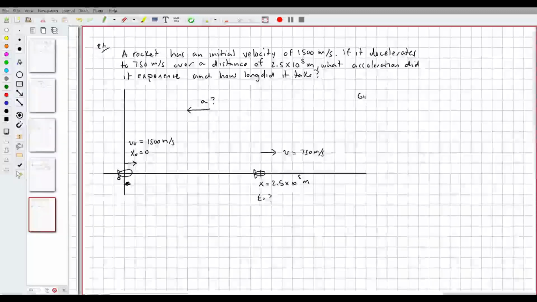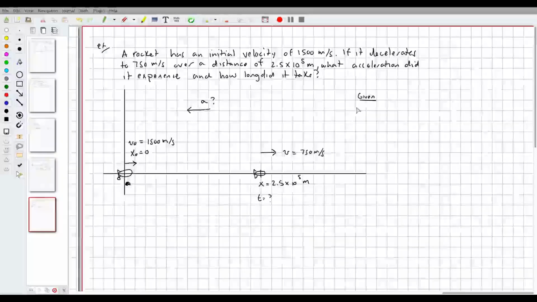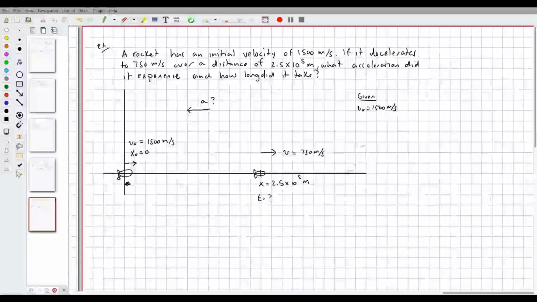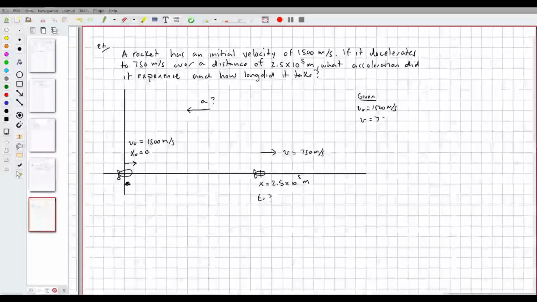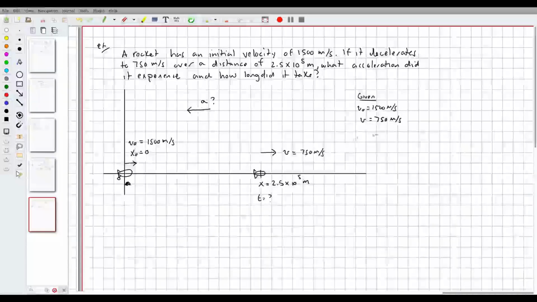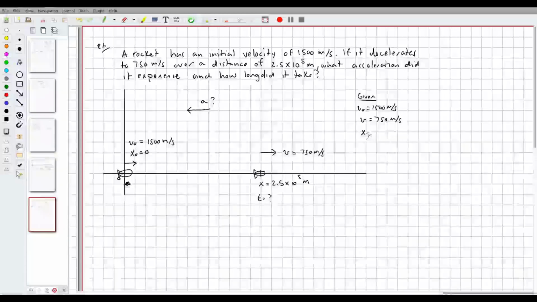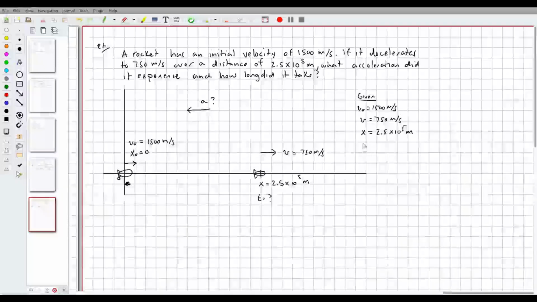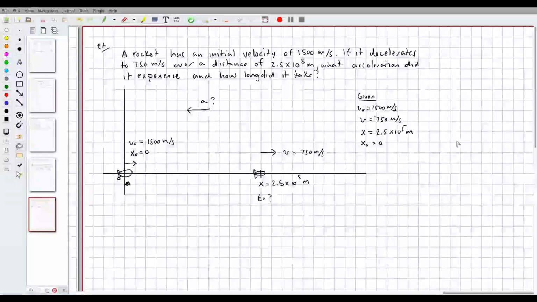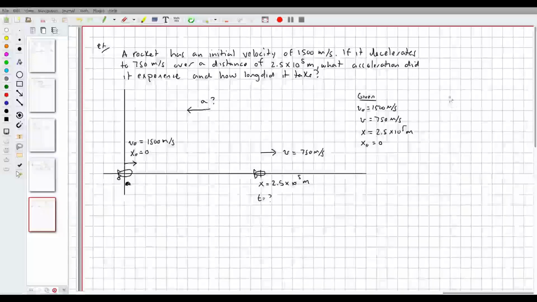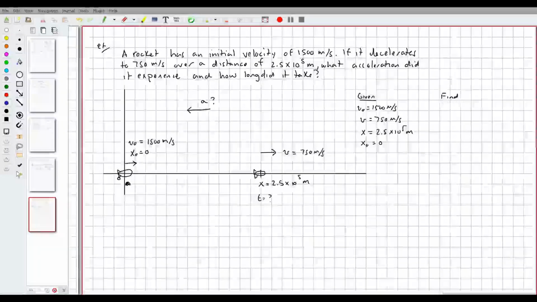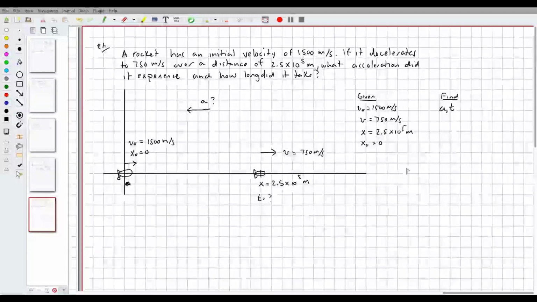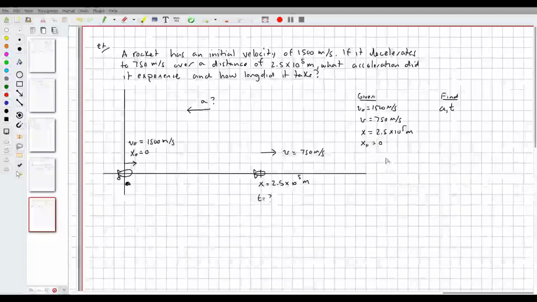So what are we given? Your initial velocity is 1,500 meters per second. Your final velocity is 750 meters per second. You cover 2.5 times 10 to the 5th meters, starting at the origin. We would like to find A and T. Now, as before, you write down your 3 equations of motion.